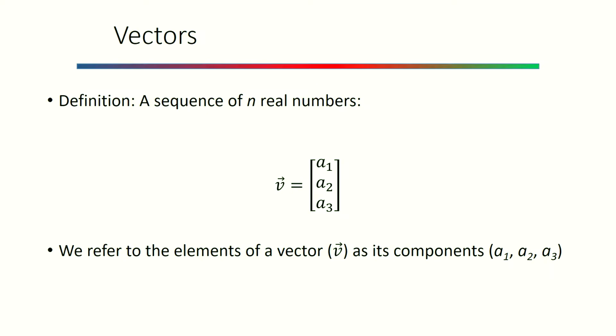We refer to the numbers or elements within a vector as its components. You'll also often hear different vectors referred to as n-vectors, where n is the number of elements or components in the vector. For instance, the vector v in this slide is a 3-vector.